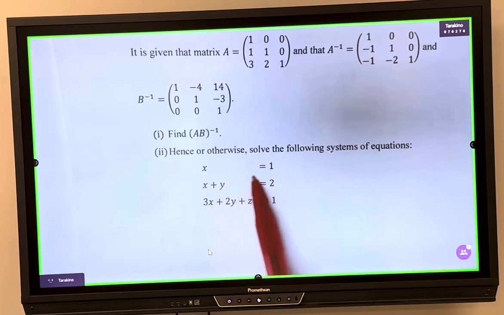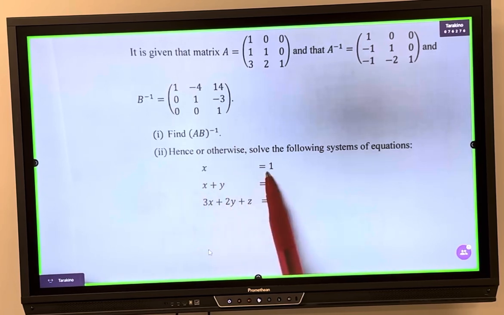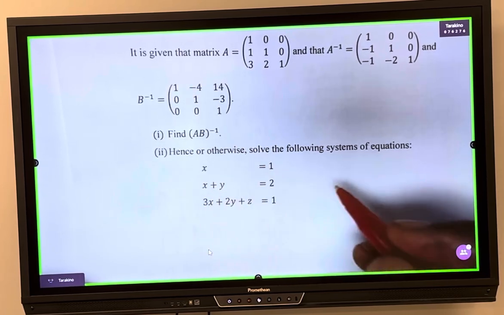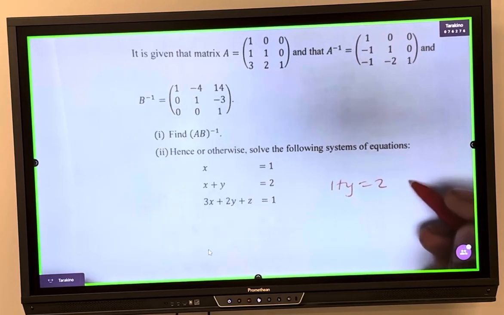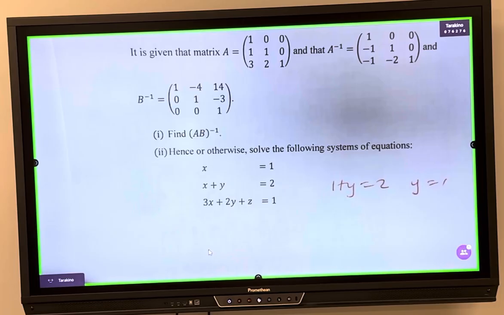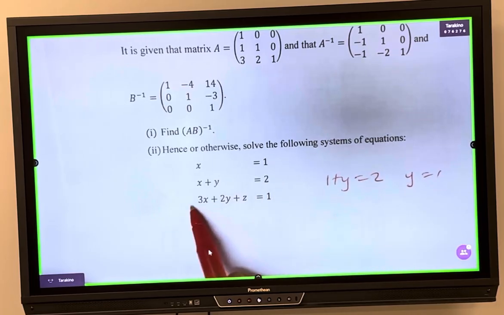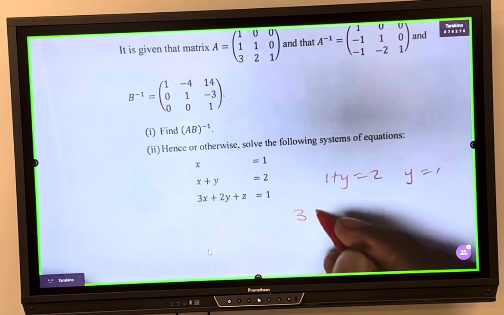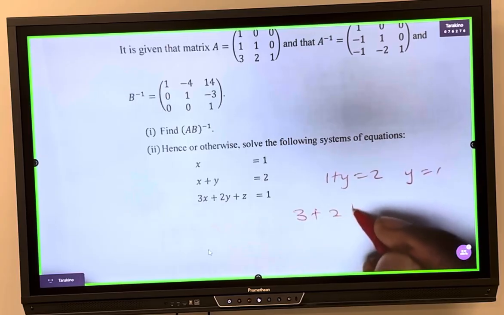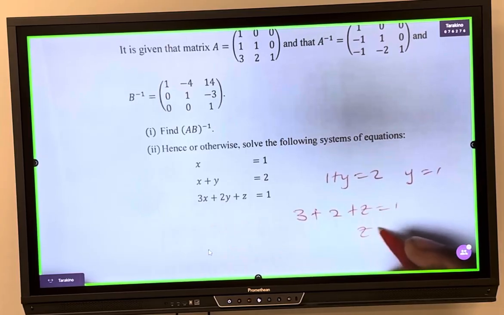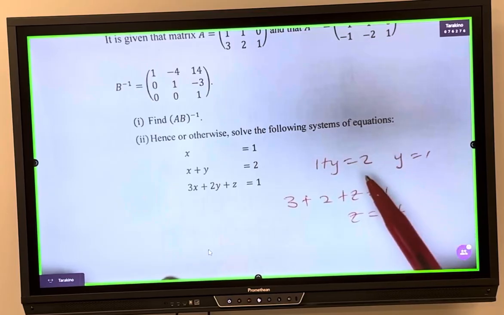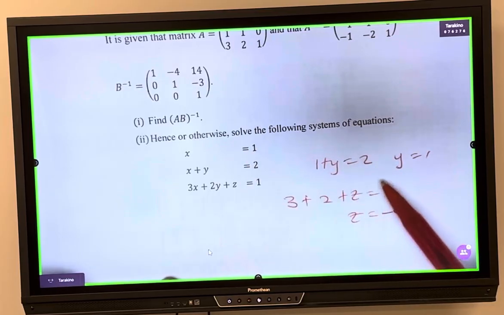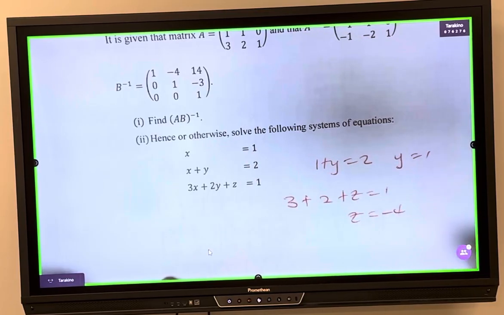So this one was easy because x is equal to 1. When x is equal to 1, you just plug in here. So you just say 1 plus y equals 2, so your y is equal to 1. Then here, 3 times 1 is 3, plus 2 times 1 is 2, plus z is equal to 1. So my z will be equal to 1 minus 5, which is negative 4. So my x is 1, my y is 1, and my z is negative 4.